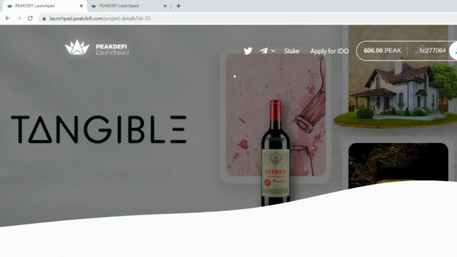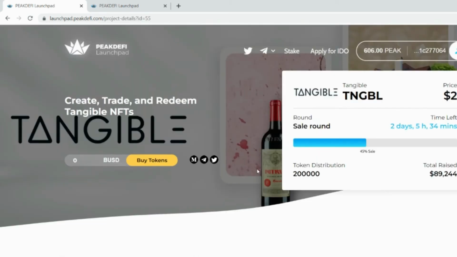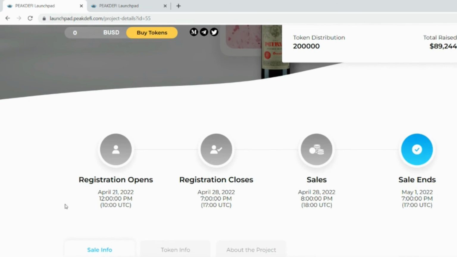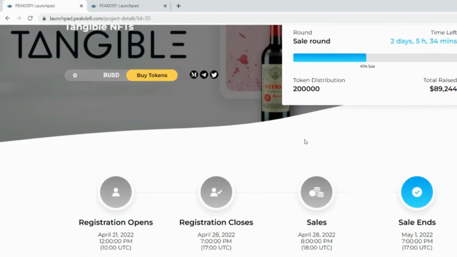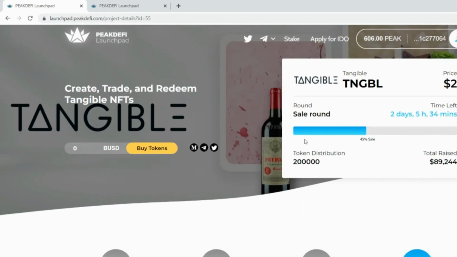So if I click here on tangible, you will come to the product detail page here, and you can see the registration period has already closed and the sale period has started. I registered myself, so that's why I'm able to buy tokens. And if you have done all the steps mentioned before, you are now able to buy the tokens here on the project detail page. For this, you need to connect your wallet. Here's normally a connect wallet button, and you just need to sign in to MetaMask, and then you can participate here.